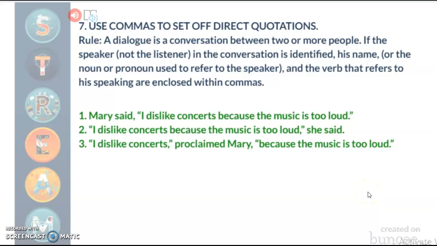I will warn you, there are incidences where that is not necessary. However, for our class, for our purposes, always put a comma before the quotation and after the quotation when you're using the tag. Mary said and she said are called tags. So always put a comma after the tag and before the tag.